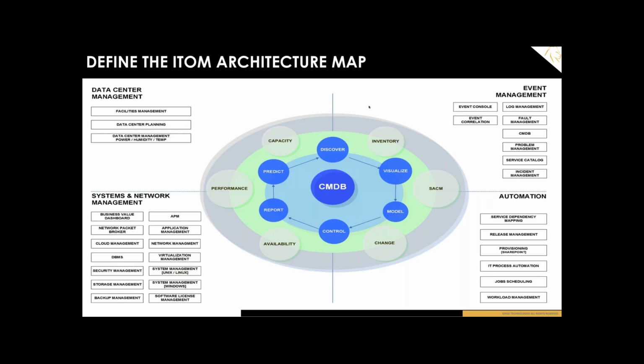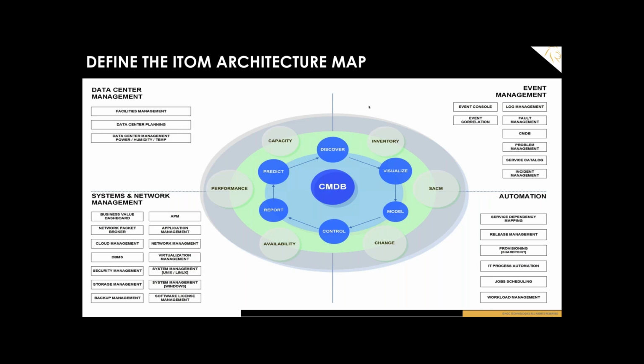So one of the key elements here, as you can see in the slide, Henry, is that it's very important to define the ITOM architecture map, or what I call the IT operations management landscape. When we look at the landscape, we carve it into 4 elements. We have what we call the event management landscape, the automation, as you mentioned in your question, the systems and network management tools, and then the data center management.